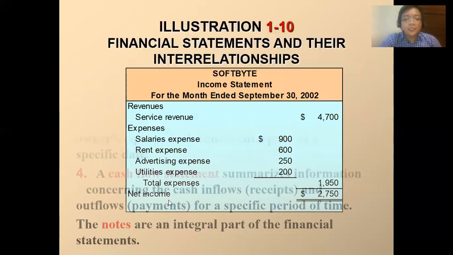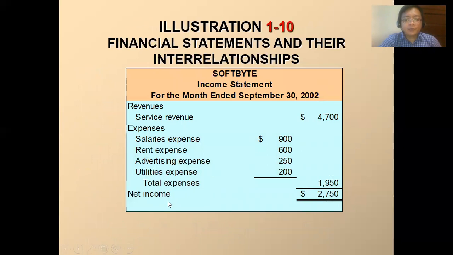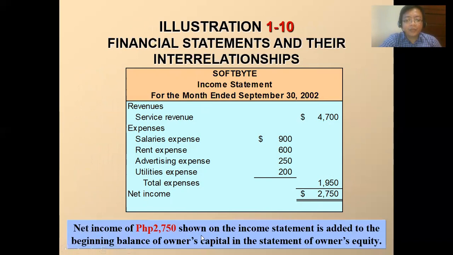All right. So I'll give you an example of the income statement of a service company. As we discussed a while ago, ito na yung income statement niya. So magkano ang net income pala? 2,750 pesos. The 2,750 should be added to your owner's equity. Why? Because the revenue and expenses are all closed to the owner's equity.